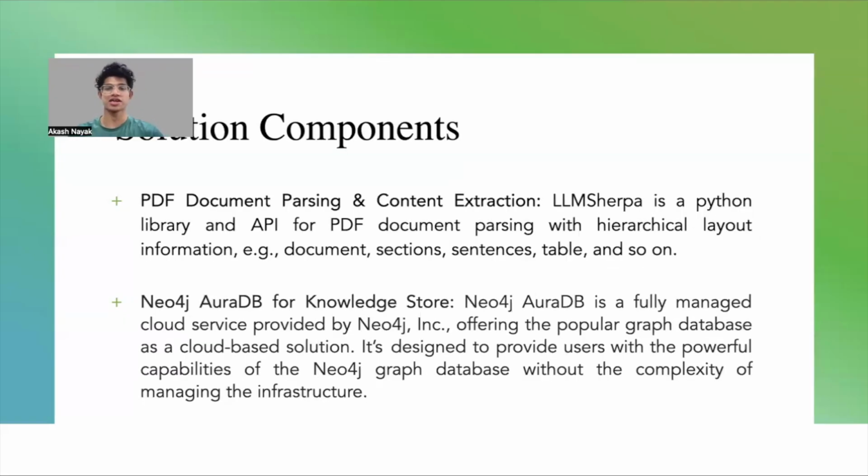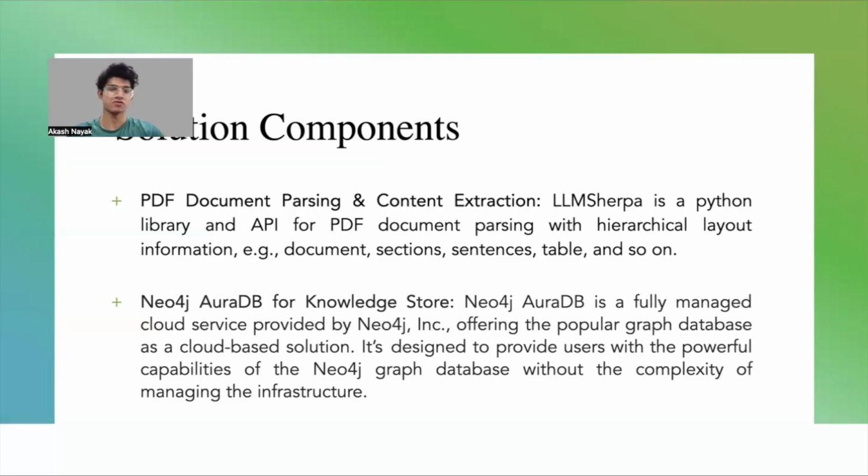So the first one is LLMSherpa. It's a PDF document parser and used for content extraction. It is a Python library that helps in maintaining a hierarchical layout for the information that is extracted from the document. It divides the information into chunks, sentences, and tables so that the structure of the document is well maintained.